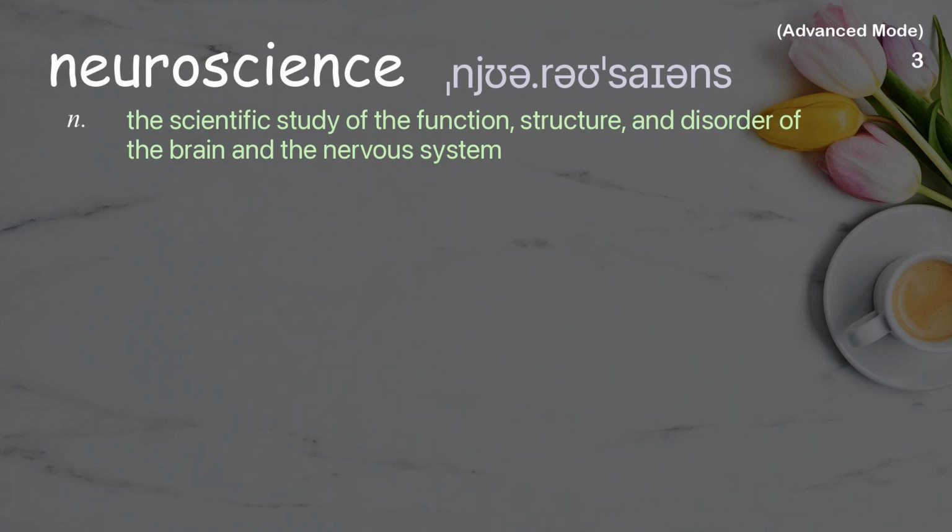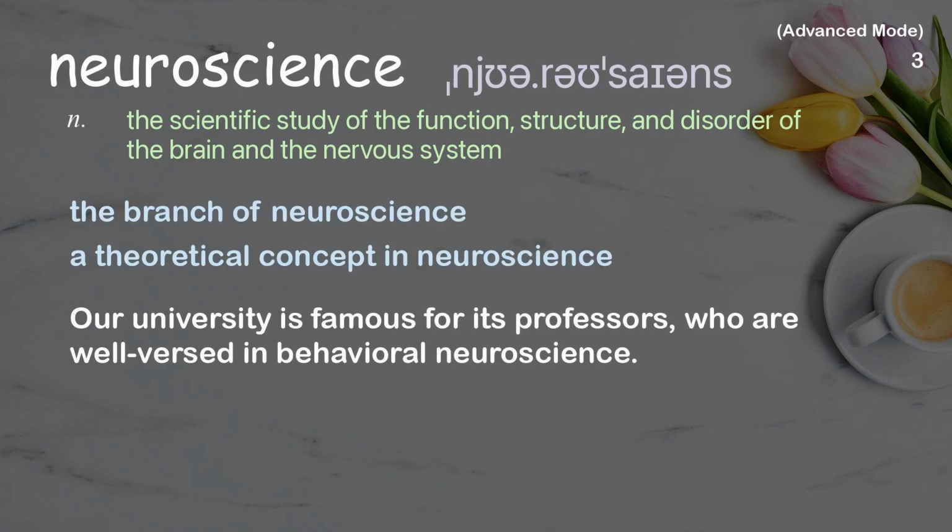Neuroscience. The scientific study of the function, structure, and disorder of the brain and the nervous system. Examples: the branch of neuroscience, a theoretical concept in neuroscience. Our university is famous for its professors, who are well-versed in behavioral neuroscience.